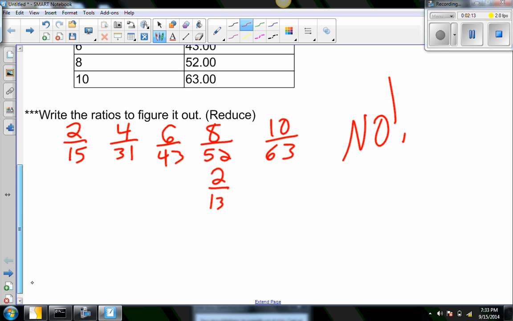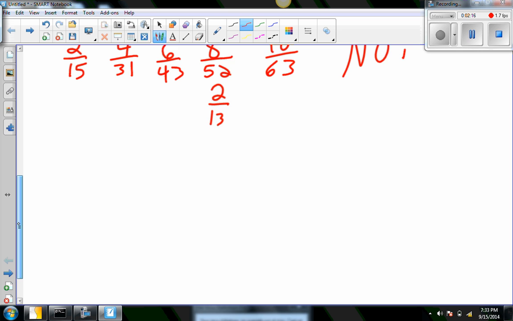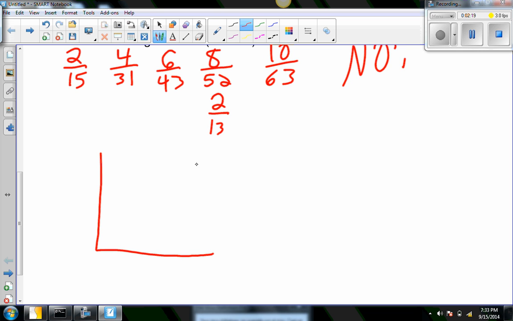And then I want to show you one other thing. So let's say I have a graph here, and it doesn't really matter what the labels and everything is. Here's one hint when you're dealing with proportional relationships. Proportional relationships have to go through the origin, so they have to go through 0, 0, and they have to be a straight line. Okay, so this one is going through 0, 0, and it's a straight line, so this one would be proportional.